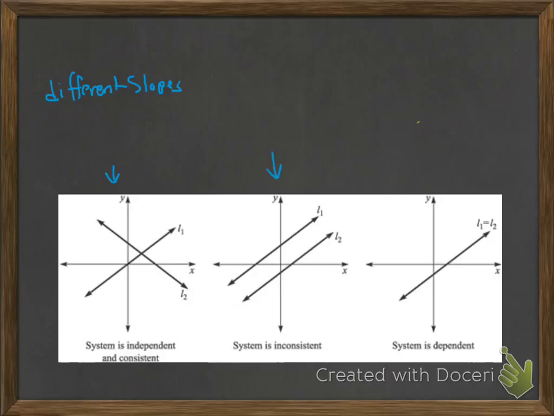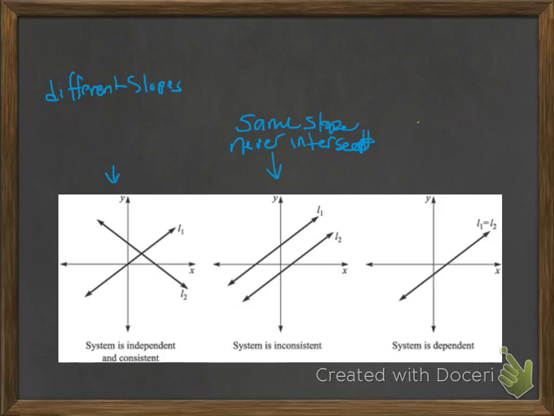This next one right here is an inconsistent system, and it's when they have the same slope. I'm trying to write slope and same in the same word. So these lines will never intersect. And then that means that they won't have a solution.